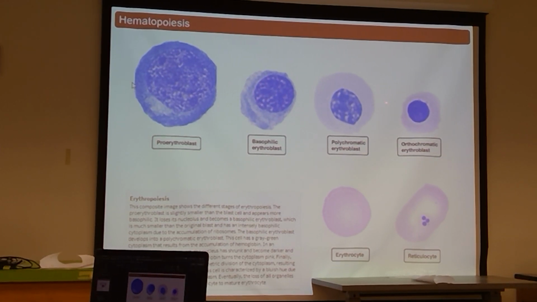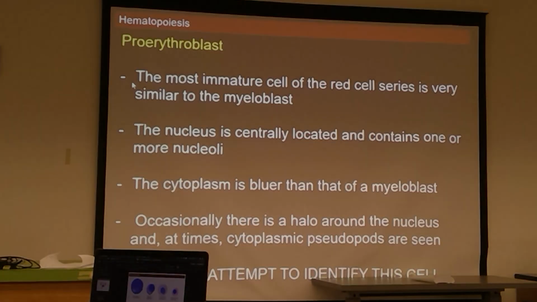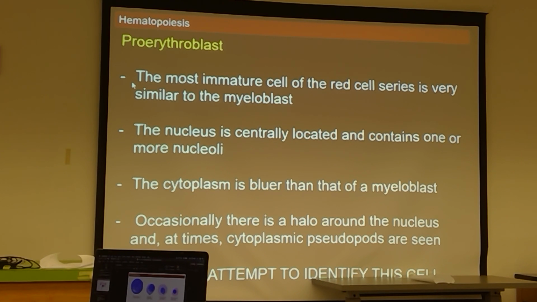As our cell is maturing and we're becoming closer and closer to a mature red blood cell, our nucleus is going to start to condense and get ready to be spit out. And in our cytoplasm, we're going to start decreasing the number of ribosomes and increasing the amount of hemoglobin, which gives more of that pinkish red color. So that's what we're looking for in this series, these kinds of changes. Pro-erythroblasts we're not going to look for, but we want to know this is where we're starting our red blood cell line. This cell is going to undergo mitosis and give rise to the basophilic erythroblast.